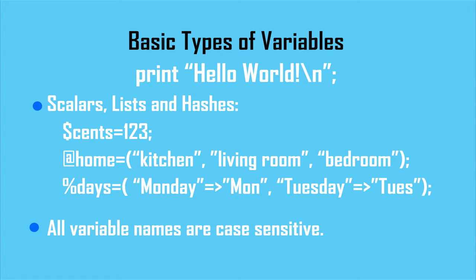Now let us look at basic types of variables in Perl. As you can see from this example, there are scalars, there are lists, and hashes. The first variable is called cents, whose value is equal to 123. It's an integer. The second one is a list, home. You've got a kitchen, a living room, a bedroom. And then the last one is a hash. You should remember that all variable names are case sensitive.